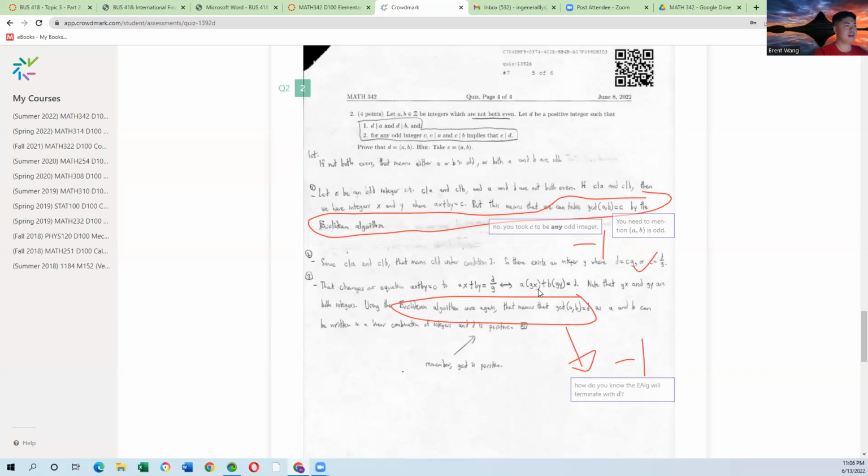Yeah, so a times gx plus b times gy is d. Note that gx and gy are both integers. Using the Euclidean algorithm once again, this means that the GCD of a and b is equal to d, as a and b can be written in a linear combination and d is positive. This is like using greatest common divisors in the Euclidean algorithm. But then it said, how do you know that? It turns out the Euclidean algorithm will terminate with d, so I lost a mark there.